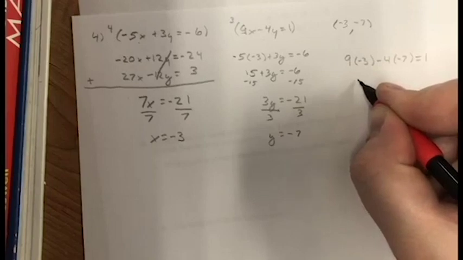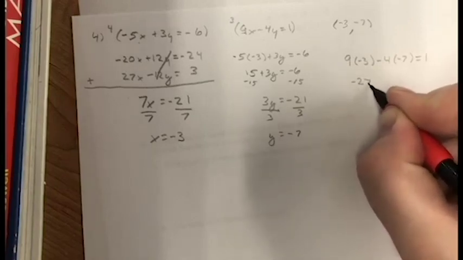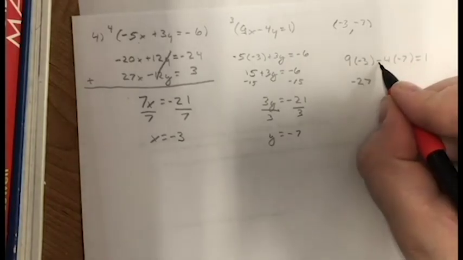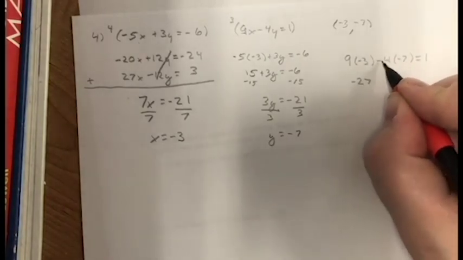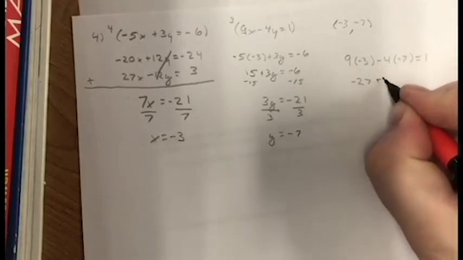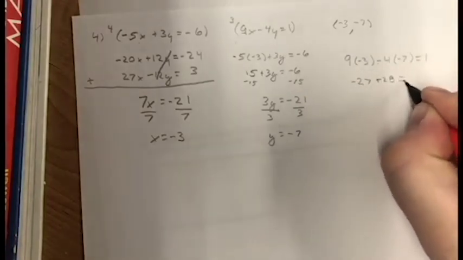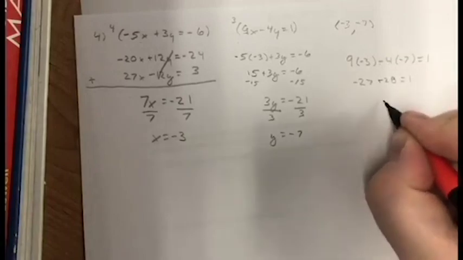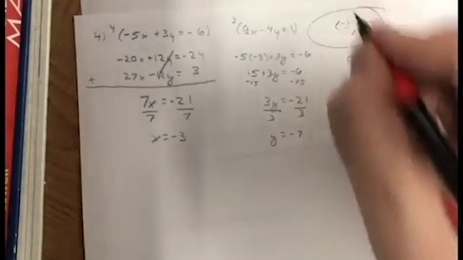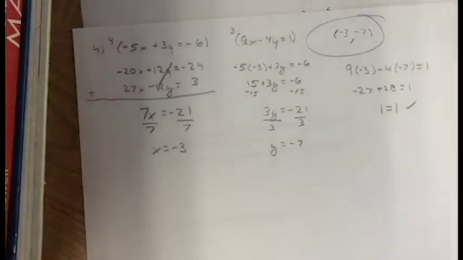9 times negative 3 is going to give me a negative 27. A negative 4, notice what I said, this is a minus 4. So a minus 4 times a minus 7 is going to give me a plus 28 equals 1. Well, negative 27 plus 28 is indeed 1, so this does check out. Whew, that is a lot of stuff.